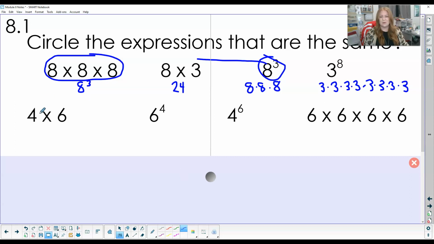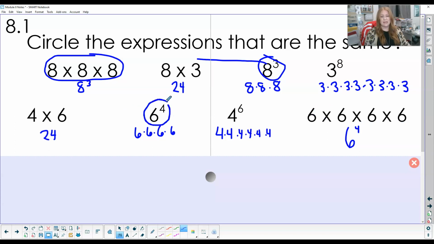Okay, so let's look here. 4 times 6, that's not an exponent. That's just a multiplication problem, which equals 24. 6 to the 4th power is 6 times 6 times 6 times 6. Here we have 4 to the 6th. That means I'm doing 4 6 times. So we can see these are not the same thing. And here we have 6 as our base. That's the repeated number. 1, 2, 3, 4 times. So we can see here and here we have the same thing.